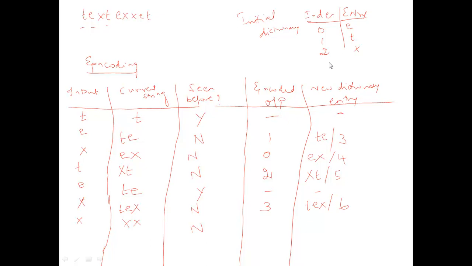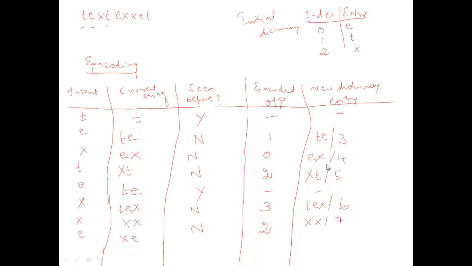The index for X is 2, and this current string will be added as a new dictionary entry XX with the index 7. Next, what is the letter? E is the letter. What is the current string? The current string is the previously unencoded letter, that is X, which is already there. Current input is E. Have you seen XE anywhere in the dictionary?